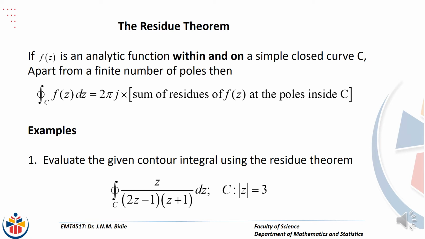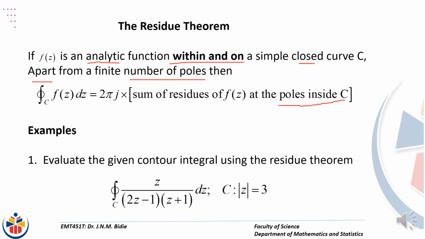Now we are on the residue theorem, which states that if f of z is an analytic function within and on a simple closed curve C, apart from a finite number of poles, then we have the integral of the whole function with respect to z equal to 2 pi j times the sum of the residues of f of z at the poles which lie inside C. We need to note that the poles must lie inside C.